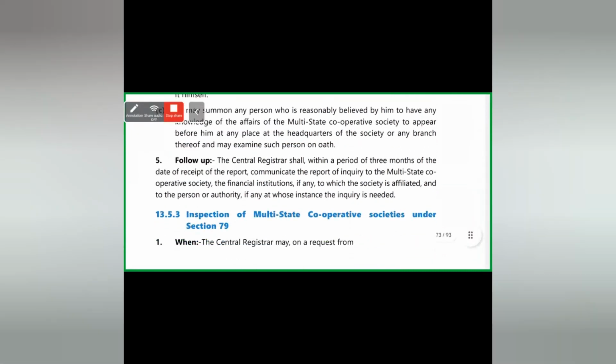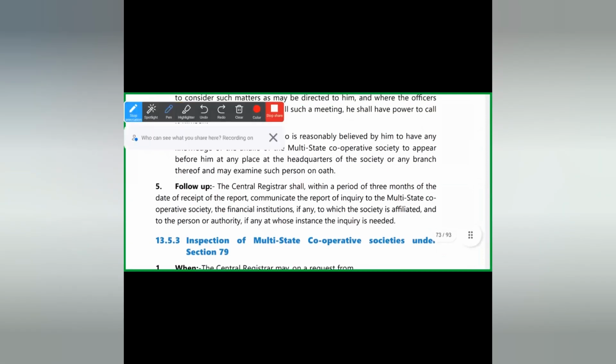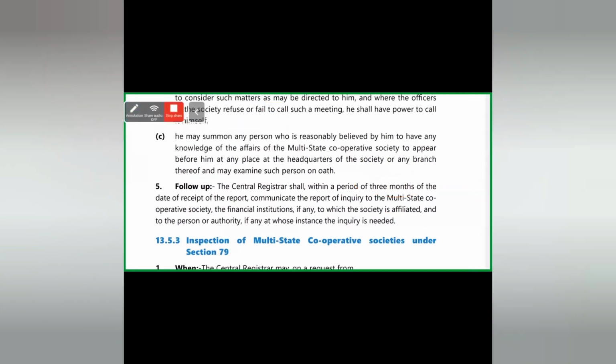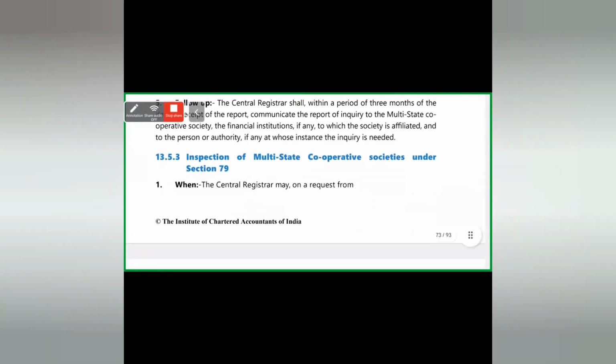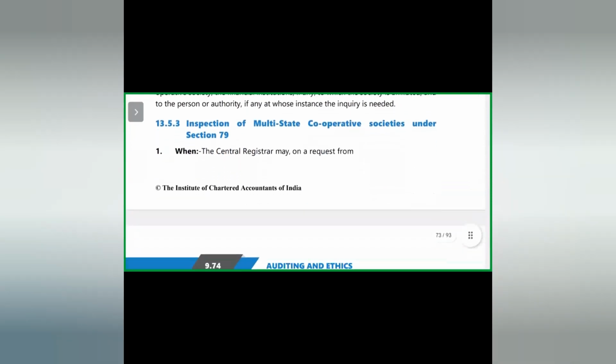In case of follow-up, within a period of 3 months of the date of receipt of the report, the central registrar can communicate the report of inquiry to the multi-state cooperative society, financial institutions, if any, to which the society is affiliated, and the person or authority, if any, at whose instance the inquiry was needed. Inspection: first we saw inquiry, now we are seeing inspection.